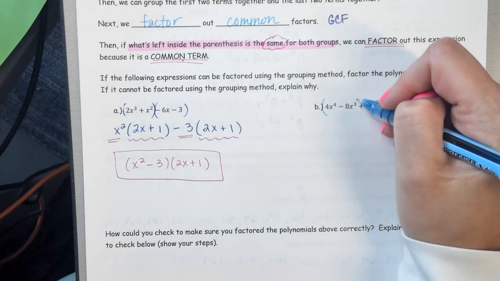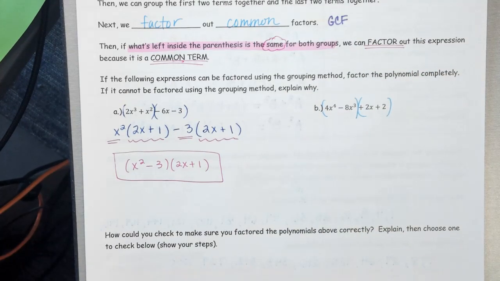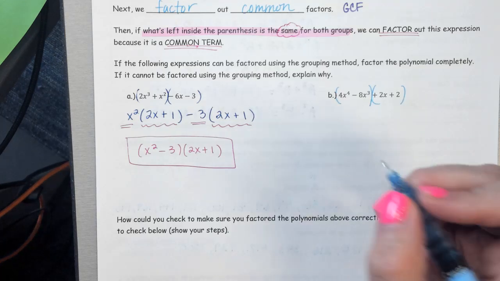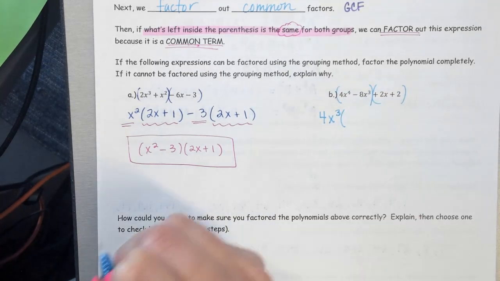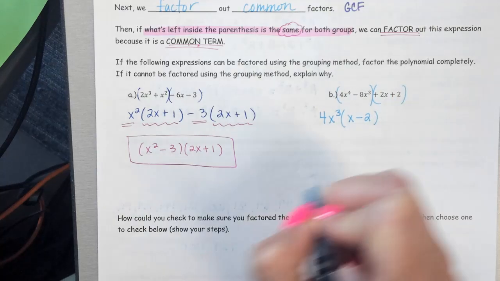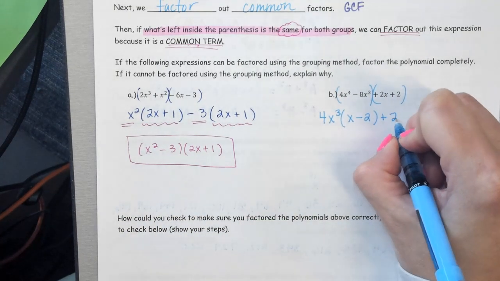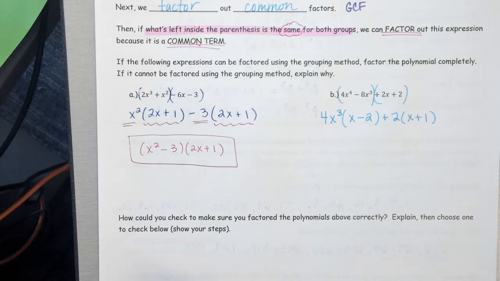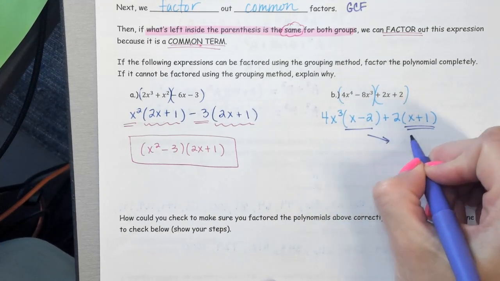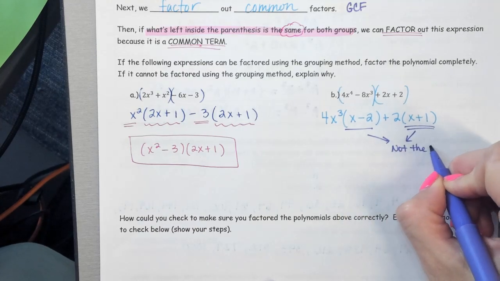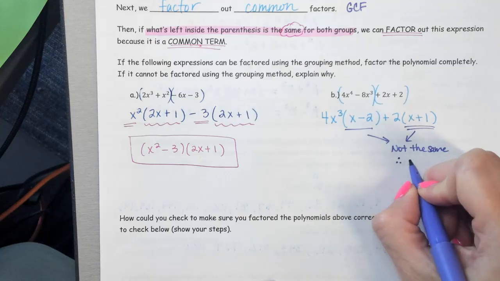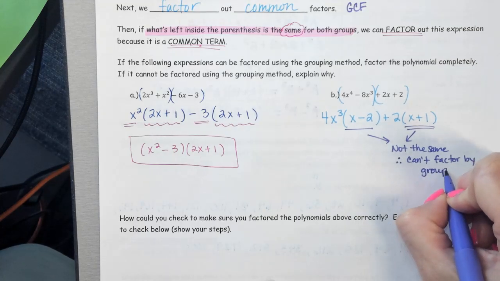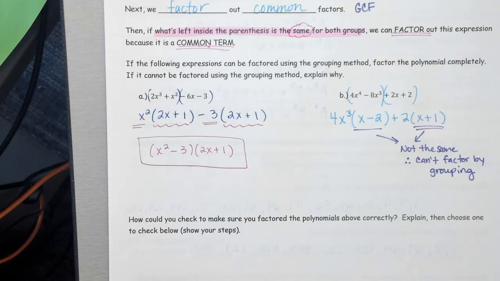All right, and then we'll start by grouping in part B. So again, we're taking out what they have in common. So 4 and negative 8, I can take out that 4. I can take out x cubed, which is going to leave me with x minus 2. For 2x and 2, I can factor out a 2, which is going to leave me with x plus 1. So these are not the same. Therefore, you can't factor by grouping. Okay, if they're not the same, you cannot go any further.